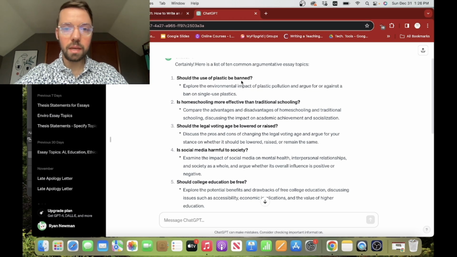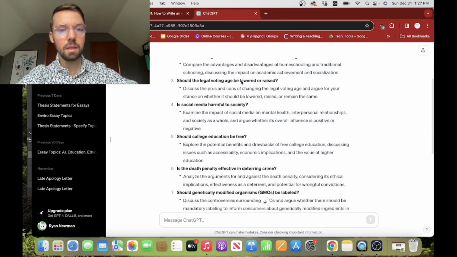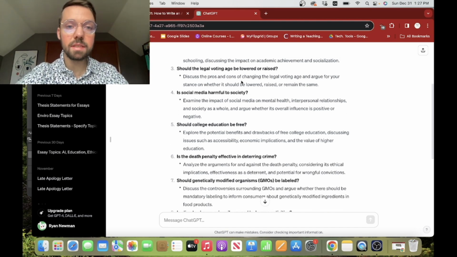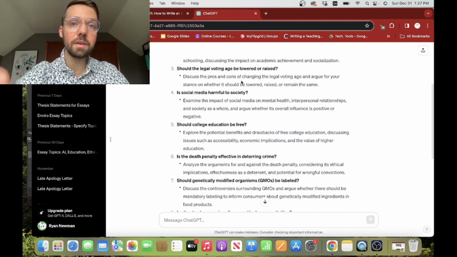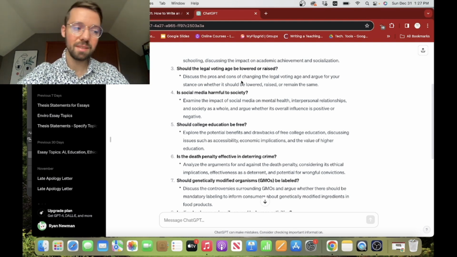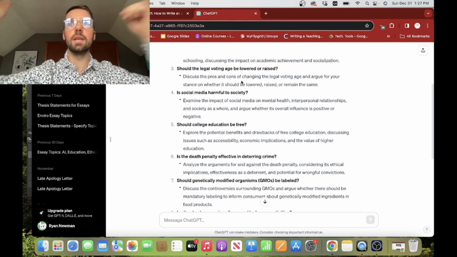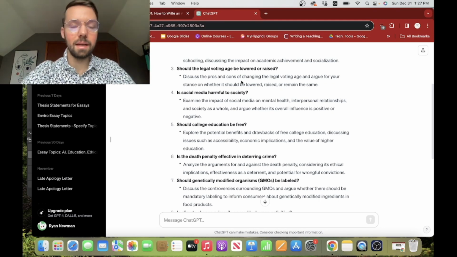Should the legal voting age be lowered or raised? Maybe you could focus on a specific country and explain why. Is social media harmful to society? Maybe you could focus on a specific social media platform instead of just saying social media in general. You see what I mean? That way you could look at the pros and or the cons of that specific platform instead of having it so general and open about social media.